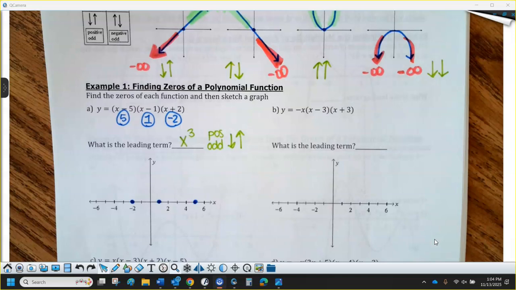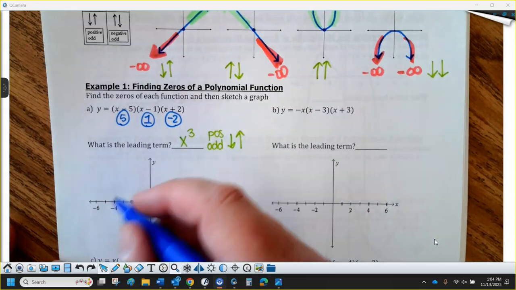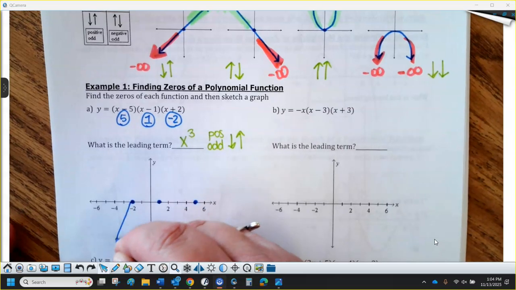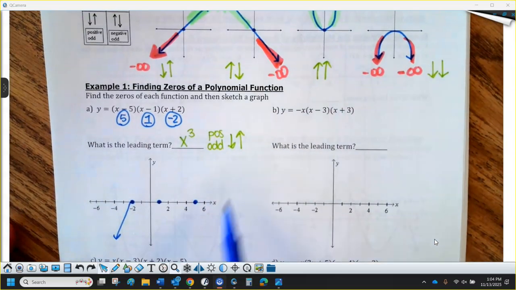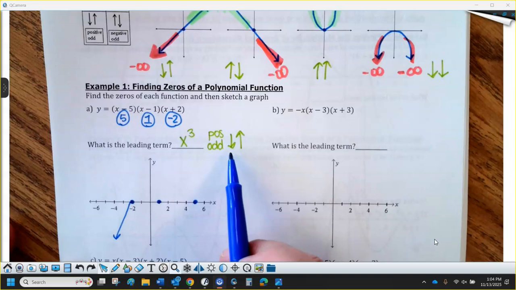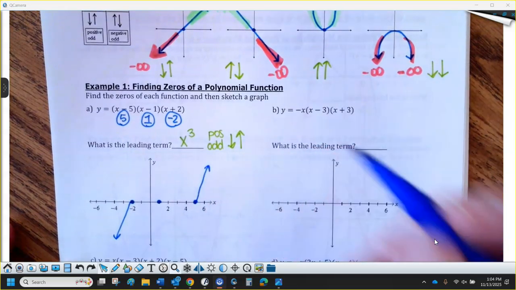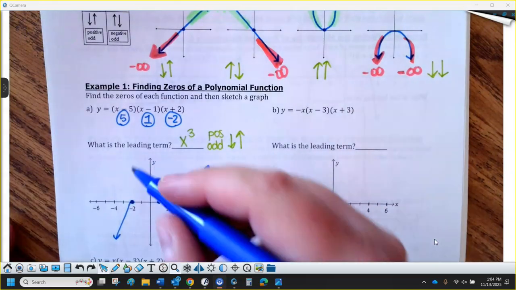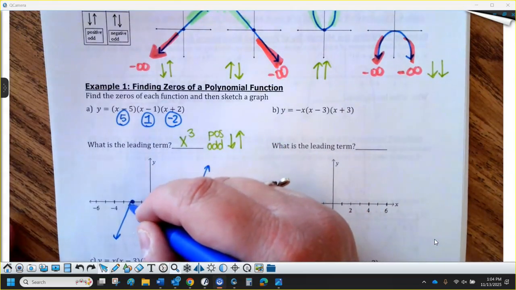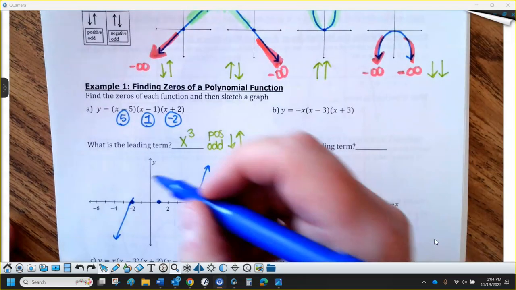I know, based on my end behavior, on the far left, the graph should go down to -infinity. So I literally just draw the arrow going down. And I also know, based on my end behavior, on the far right, it should go up. So I just draw up. Okay, now, we don't have any multiplicities. We don't have anything weird here. You just go through, I'm just sketching, and we're just going to make this kind of a curve.